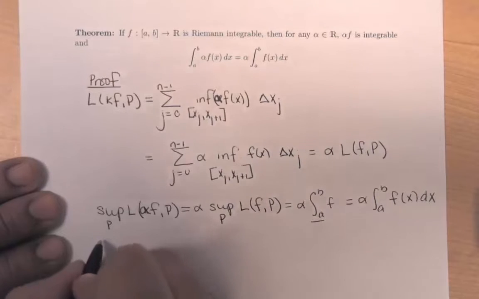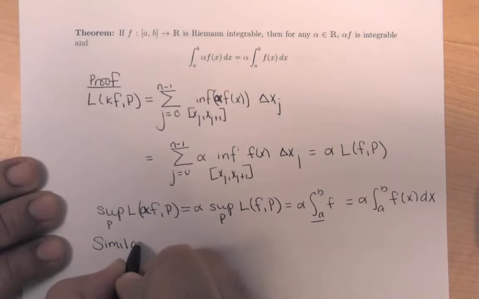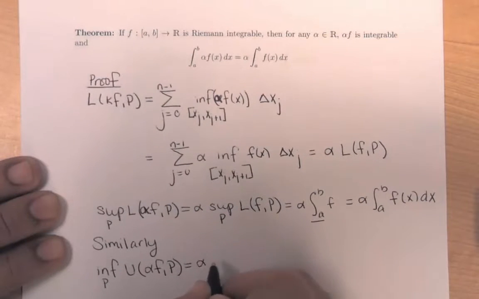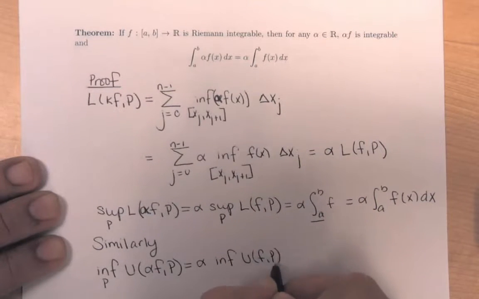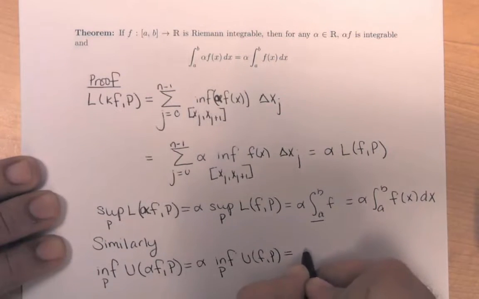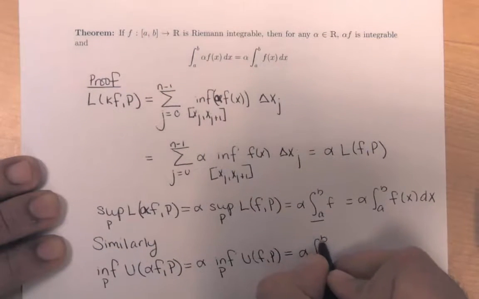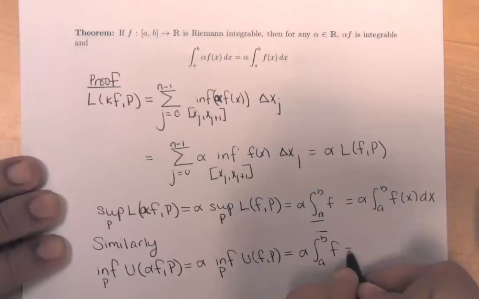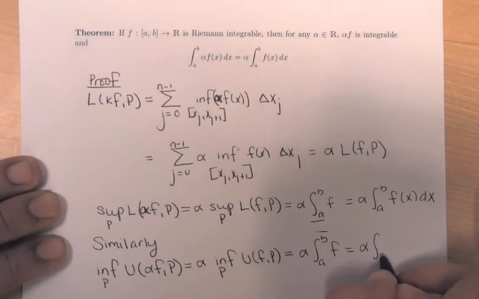Now, similarly, the infimum of the upper sums of alpha f over some partition P, for every partition, is alpha times the infimum of all upper sums for every possible partition, which by definition is alpha times the upper integral, because this is the definition of the upper integral, and that's equal to alpha times the integral.